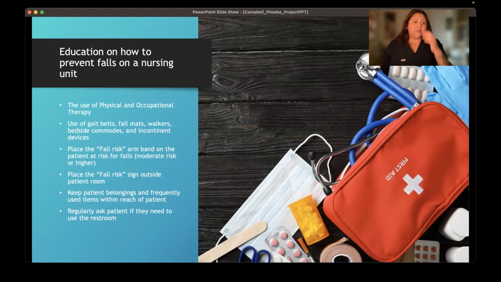Keep frequently used items within reach: the call bell, cell phone, chargers, water, anything they might need when they're in bed. Use non-slip socks when ambulating out of bed at all times. Always have the bed or chair alarm on. Place a fall risk bracelet on the patient, and place a fall risk sign out the door for any other staff that come in. Maintain the bed in the lowest position with brakes on at all times.